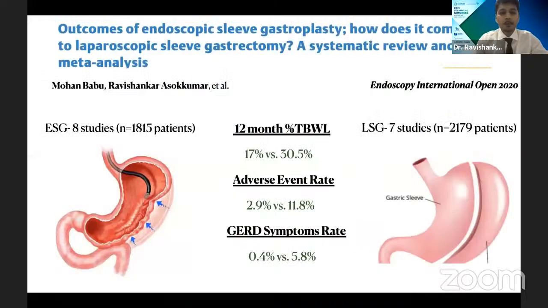We performed our meta-analysis comparing endoscopic sleeve with laparoscopic sleeve at about 1 year. What we know is the weight loss is around 17% from 8 studies. It's slightly lower than laparoscopic sleeve. It's understandable because this procedure does not involve any resection of the stomach. However, what we noticed is that the rate of adverse events and development of de novo GERD is lower with endoscopic sleeve compared to laparoscopic sleeve.